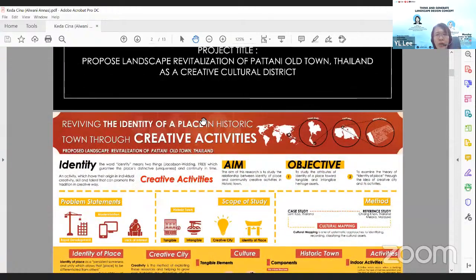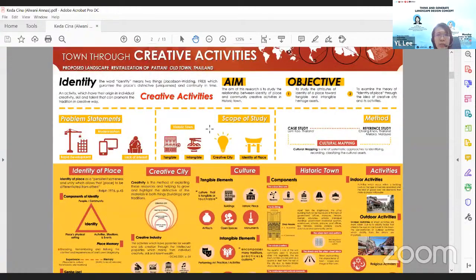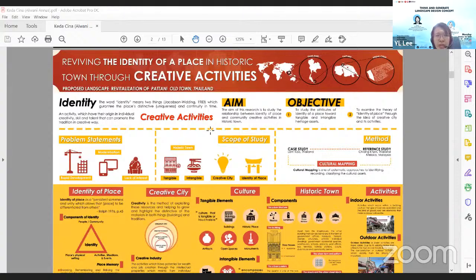One thing good about this project I'm going to share is she's using an approach of creative cities or creative activities in historical town studies: how to strengthen the identity of the place through creative activities. Creative activity is not a new subject. When you look at the UNESCO website, you will find that nowadays many cities have already begun the creativity approach in urban design and also in some historical sites.